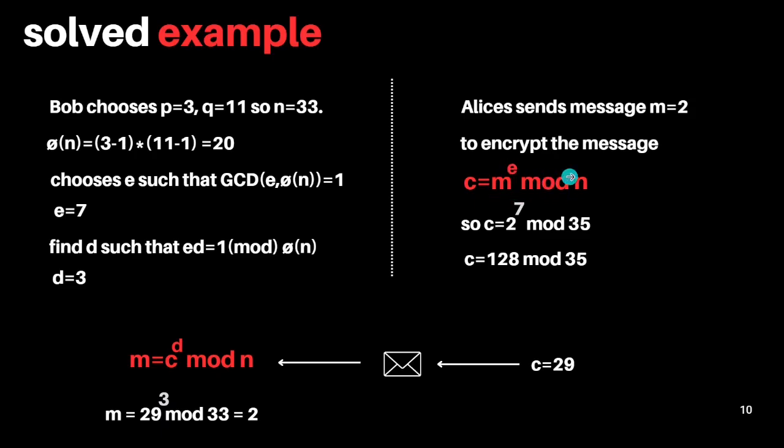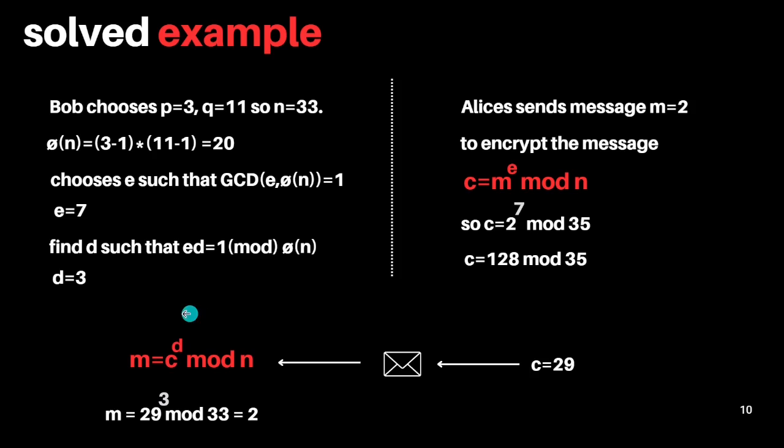So M power E mod n is equal to 2 power 7 mod 35, where E is equal to 7, which we already calculated. So this will be equal to 29. After calculating the encrypted message, Alice will send this ciphertext to Bob. So now the ciphertext is sent to Bob.